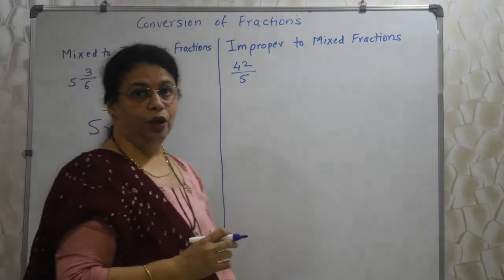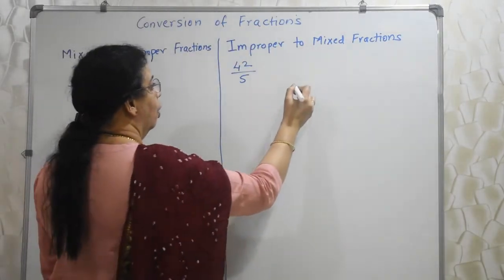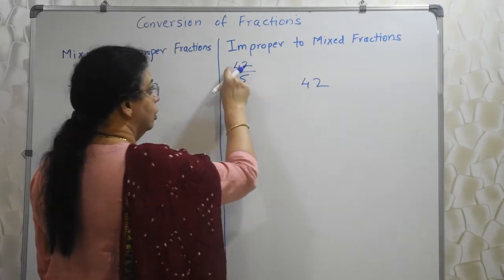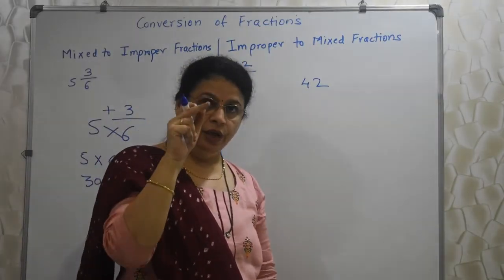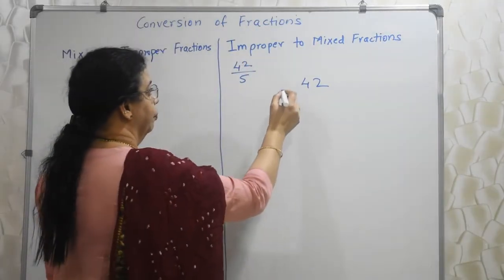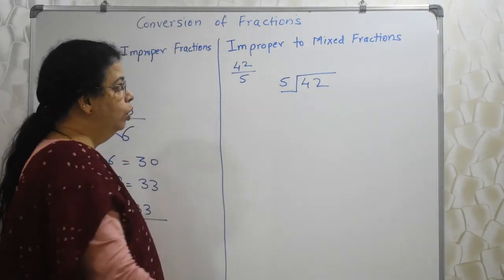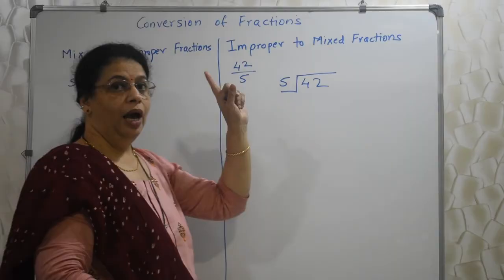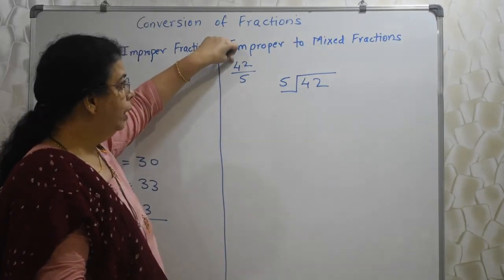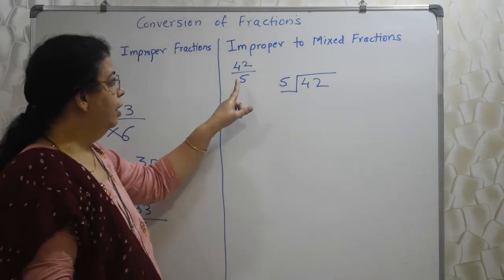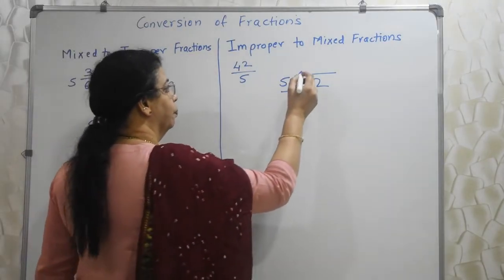Now we are trying to convert that into a mixed fraction. How can it be done? Whatever number is given in the numerator, take it as a dividend and divide that number with the denominator as a divisor. What I am trying to tell you is that the number in the numerator will be the dividend and the denominator number will be the divisor. Do the division.